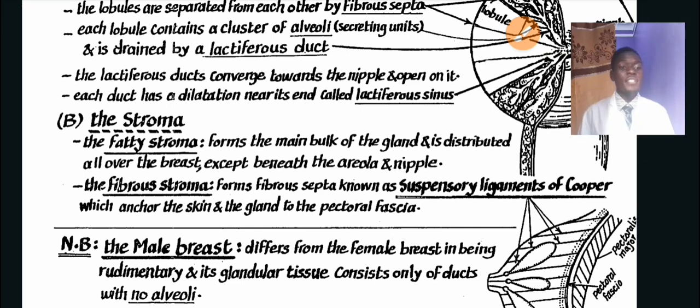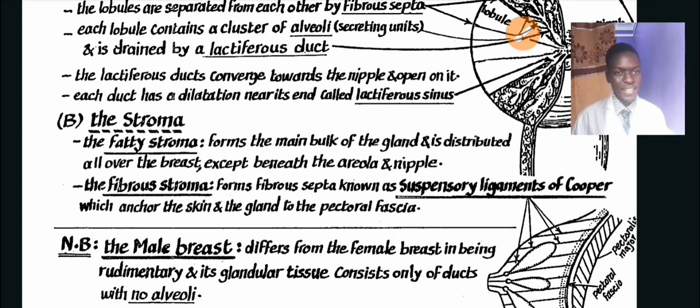Actually, these suspensory ligaments of Cooper mainly do two functions. One of them is to separate the secretory lobules of the breast. And second, they attach and secure the breast to the dermis and the underlying pectoral fascia.